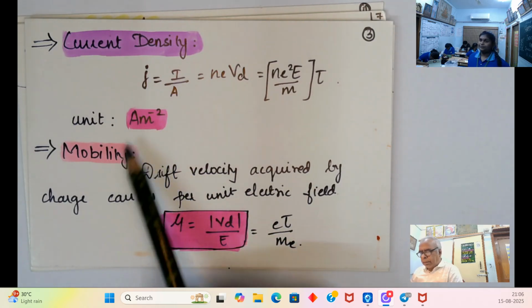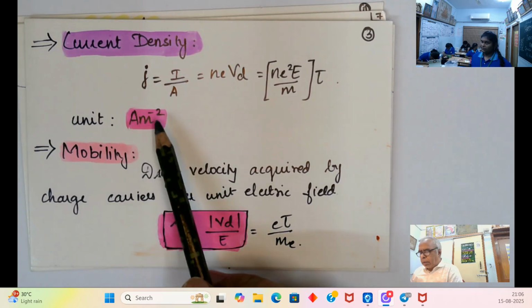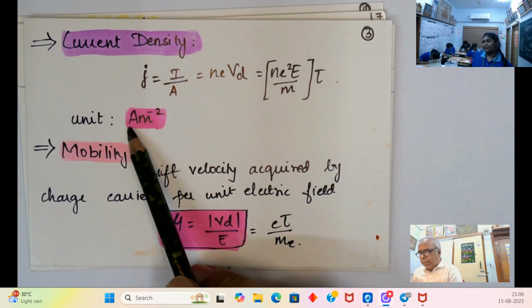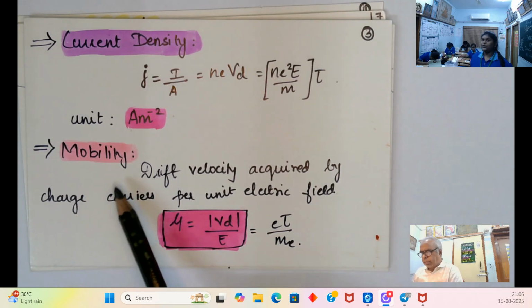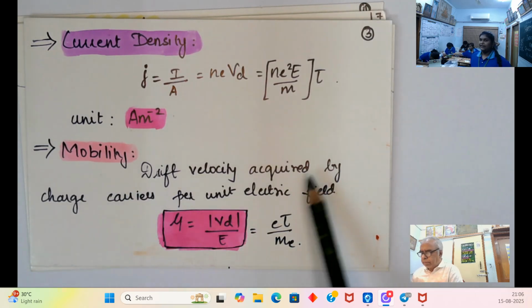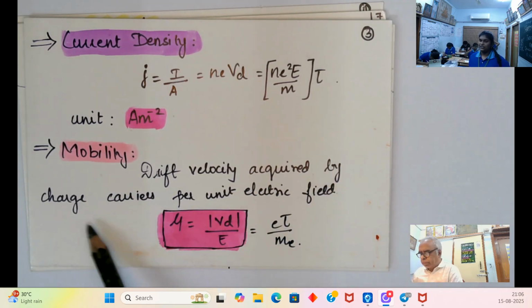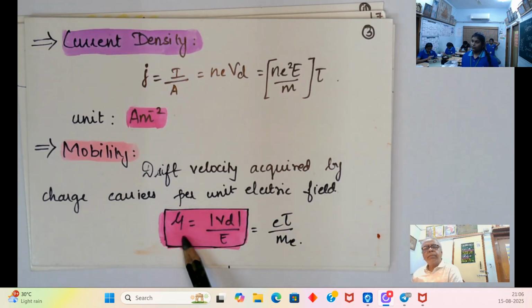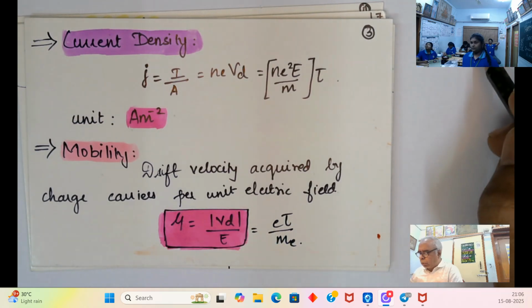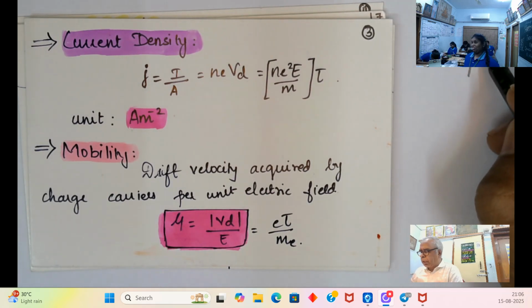Then mobility, the unit is meter square per volt second. Mobility is defined as drift velocity acquired by the charge carriers per unit electric field, which is represented as mu, is equal to Vd by E. When we expand it, e tau by m_e. Actually, this is called mu. You have to put slash and put u. That is mu.